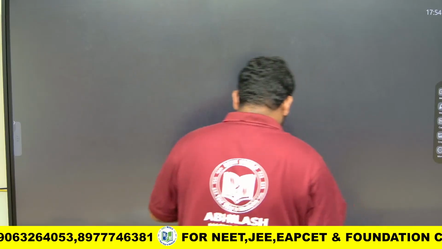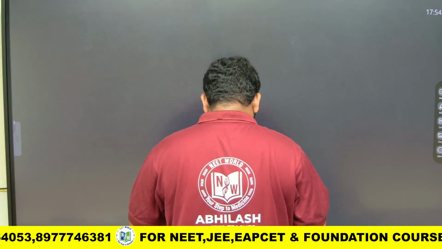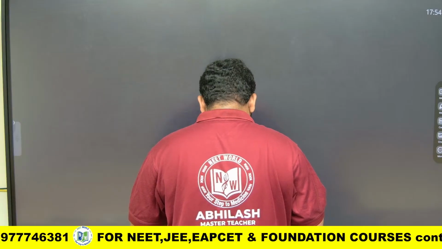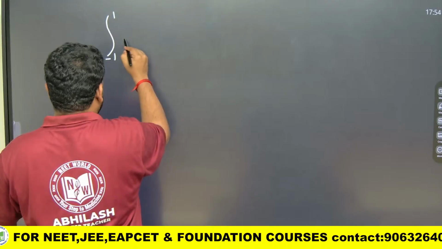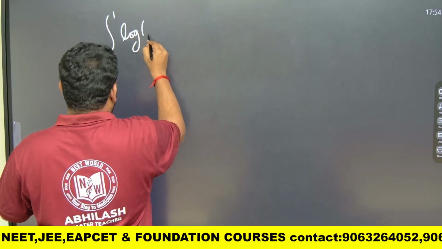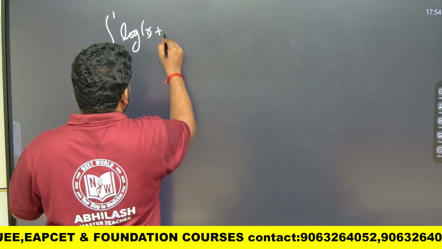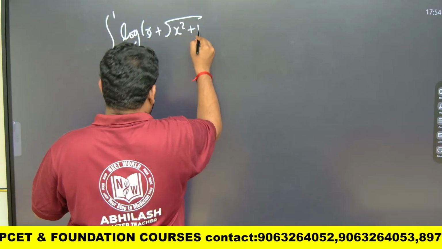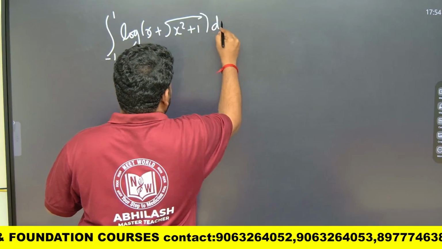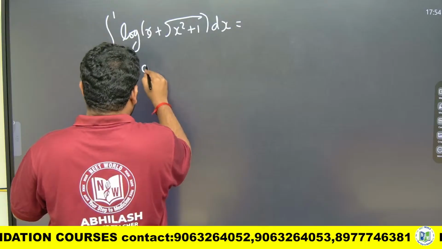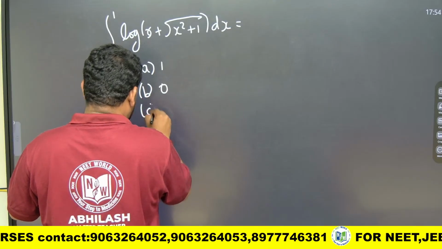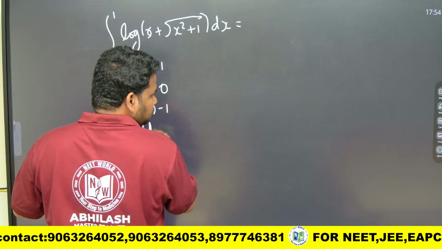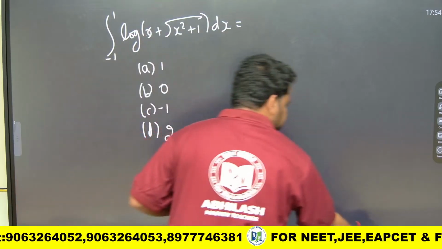Then what is another PYQ that they have given? Another PYQ is the integral from minus 1 to 1 of log of x plus square root of x square plus 1 dx. They are asking this. The options are a is 1, b is 0, c is minus 1, and d is 2. So these are the options.